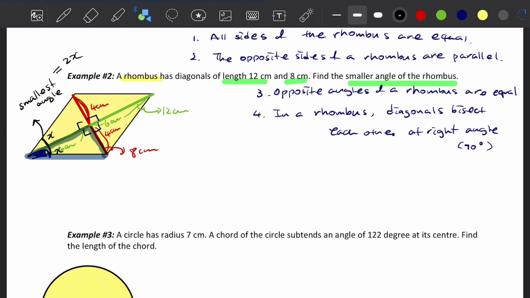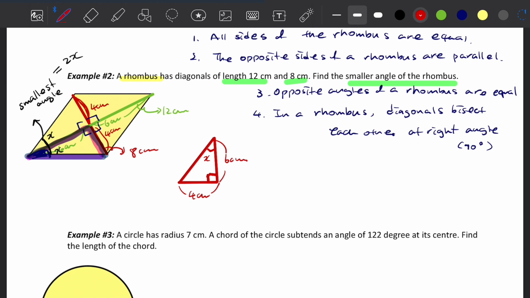So what we're going to do is take one of these right triangles out. Let's draw it like this. Then we know that this is 90 degrees, and this is 6 centimeters and this is 4 centimeters. And we are trying to find the angle x.